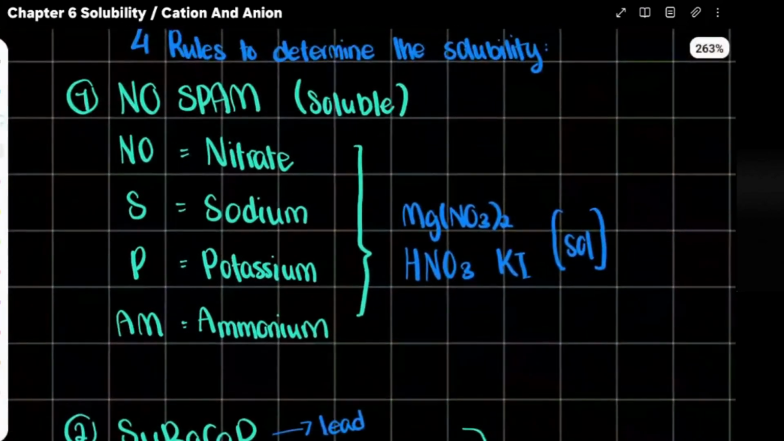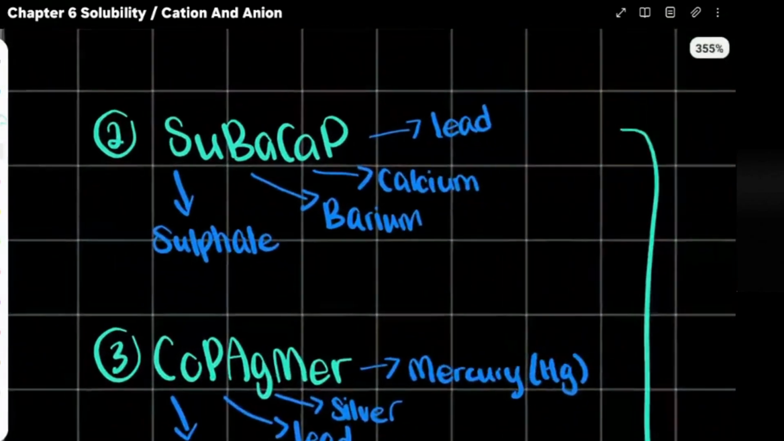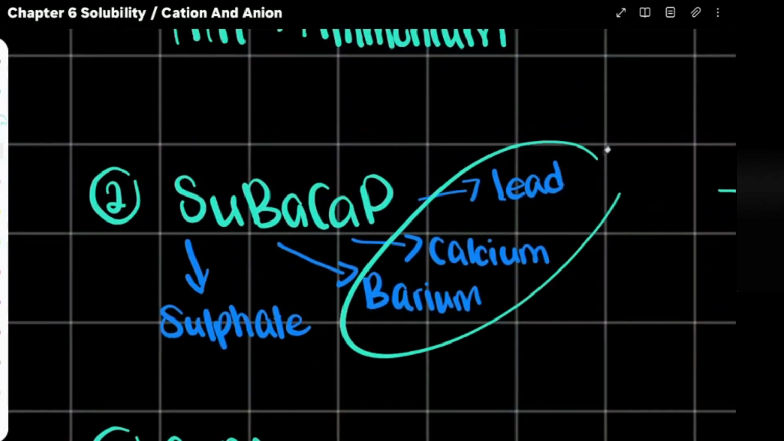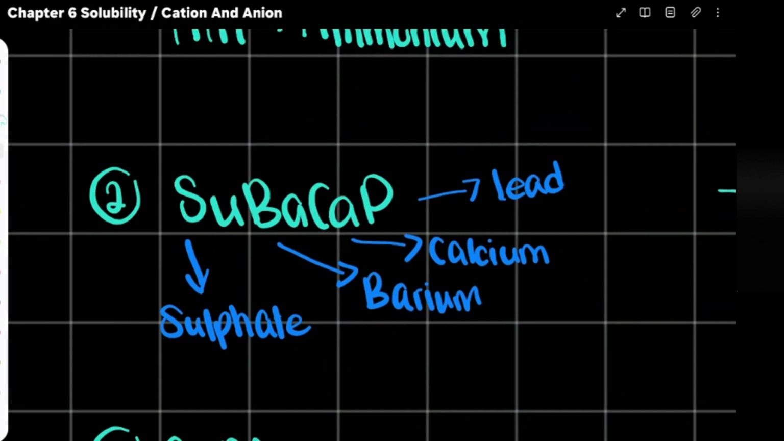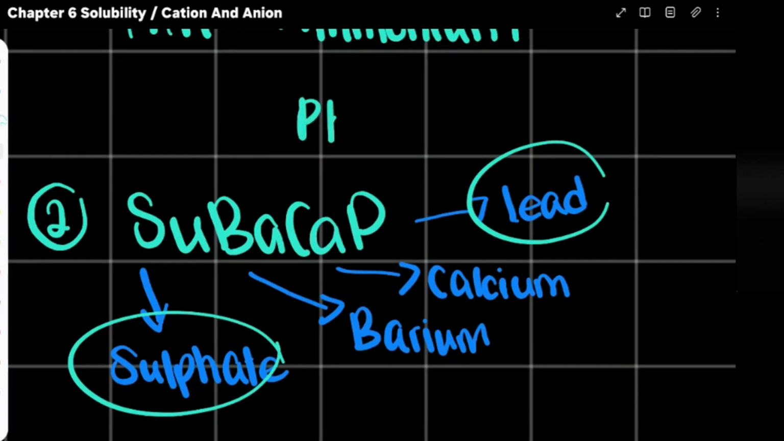Okay. So anything with this here is 100% soluble. Now, SUBACAP and COPACMER. SUBACAP means you have to have sulfate and also these three here for it to be insoluble. For example, sulfate and let's choose these two here. So Pb2+ for lead, and sulfate is this symbol SO4, 2-. If you combine them, PbSO4 lah. So is this insoluble? This is insoluble. Yep, it is insoluble.